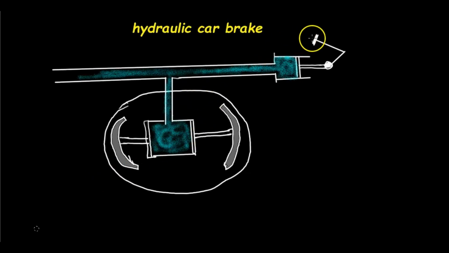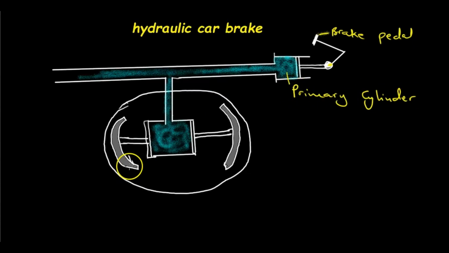We have the brake pedal here. Then we have a lever here which makes sure that the brake or this joint turns easily. Then we have what we call the main cylinder or the primary cylinder. Then we have the secondary cylinder here. So this is the brake system.